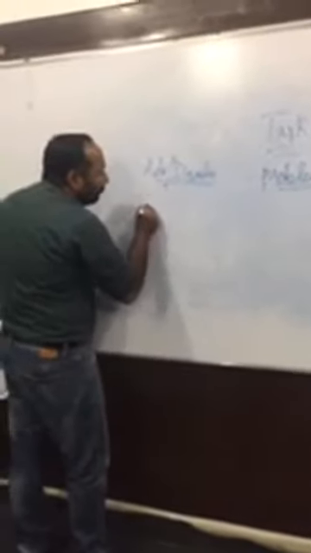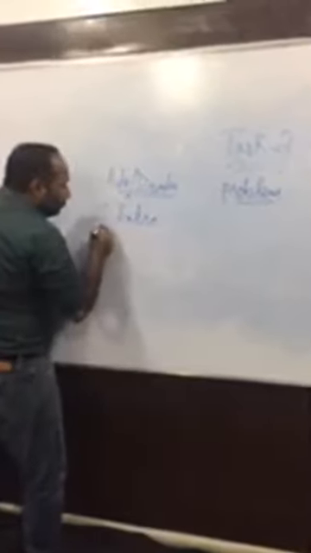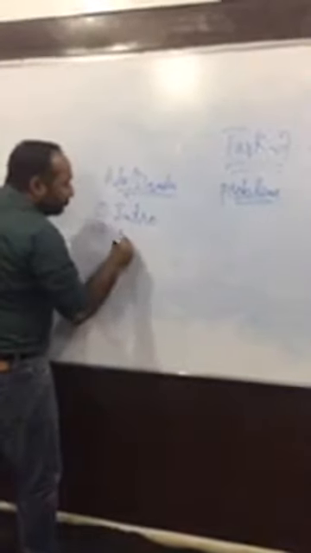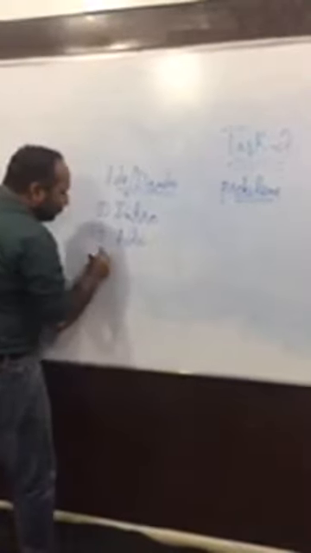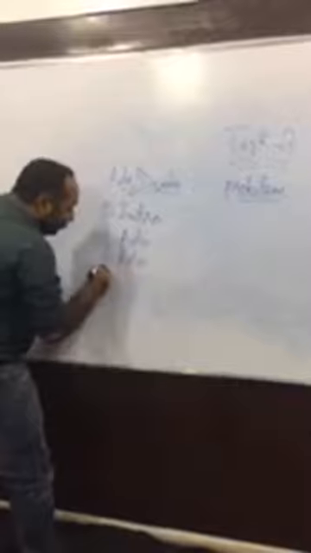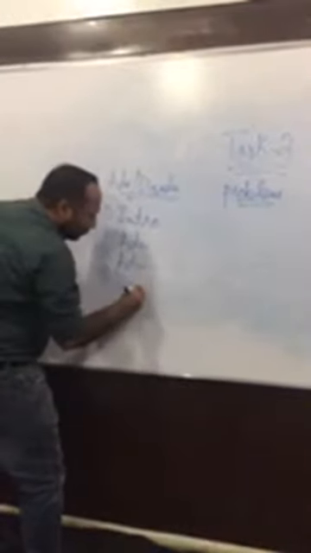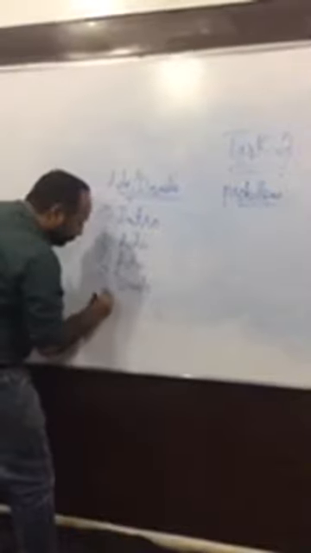In the first paragraph, you will give an introduction. This is the structure for this type of essay. Second paragraph, you will give advantages. Third paragraph, you will again give advantages. Fourth paragraph is disadvantage. Fifth one is conclusion.